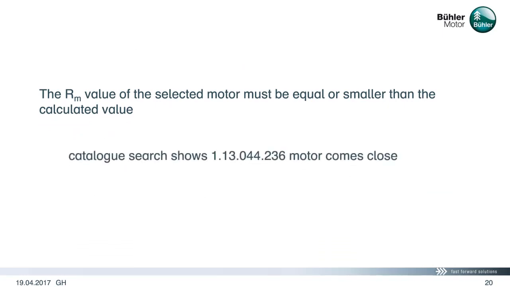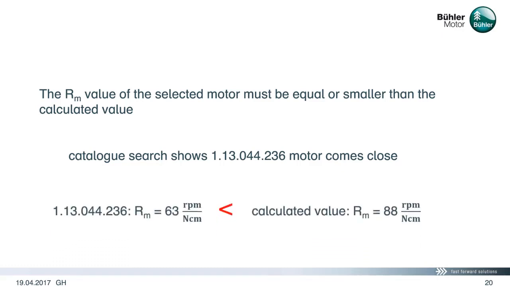So our catalog search shows that the 1.13.044.236 motor comes close to this value. The 1.13.044.236 has an R sub M of 63 rounds per minute per Newton centimeter, which is smaller than our calculated value of 88 RPM per Newton centimeter.